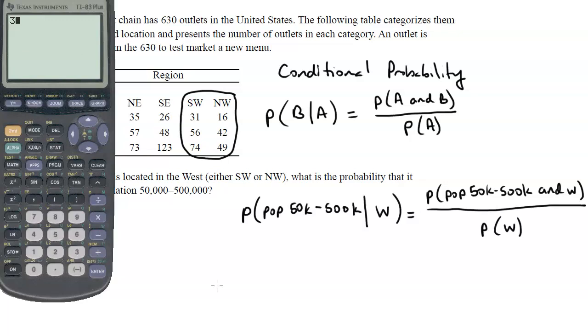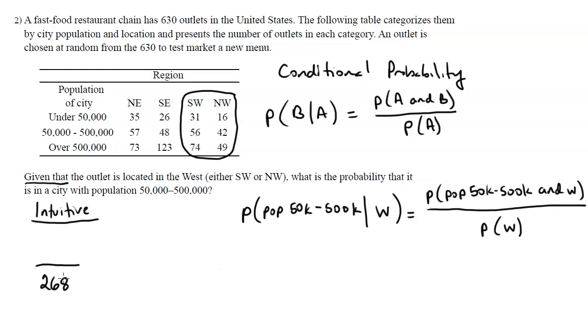Okay, so let's add 31 plus 16 plus 56 plus 42 plus 74 plus 49. That's 268. So out of these 268 locations, how many of them are in this population, 50,000 to 500,000? Out of these, the ones that are 50,000 to 500,000 are these here. Let me use another color. Are these? That's 56 plus 42, that's 98. That's my probability. You can reduce that fraction to lowest terms, you can simplify it, or you can divide it and get a decimal. But that's our answer. Now let's get it with the formula.